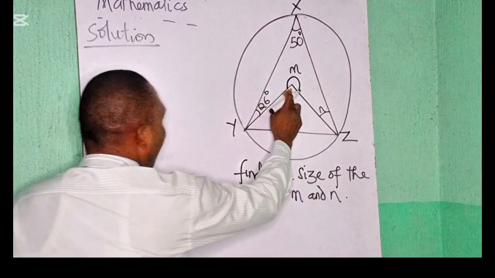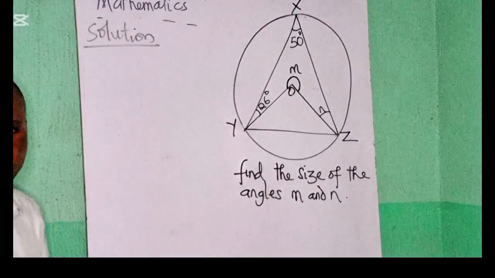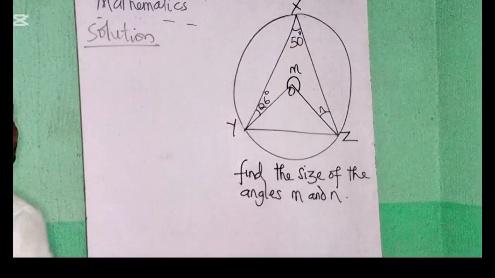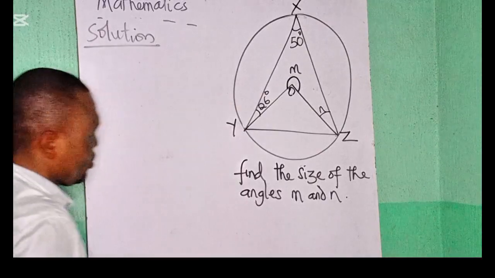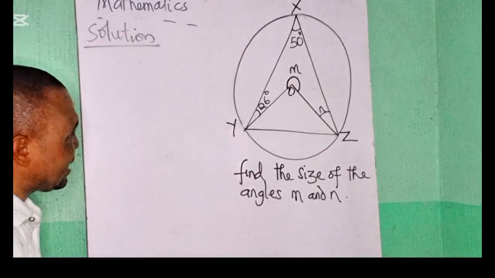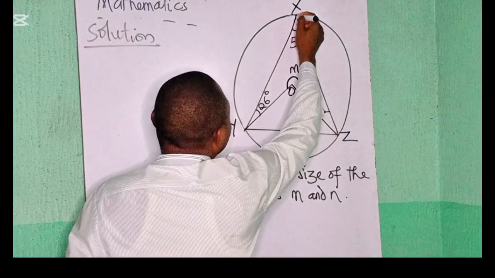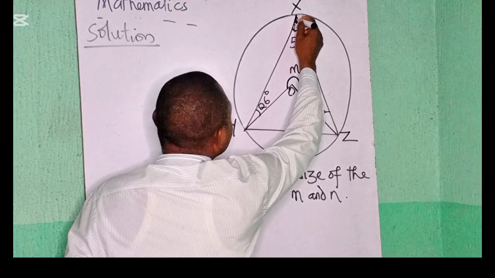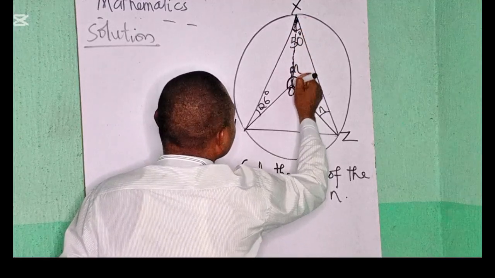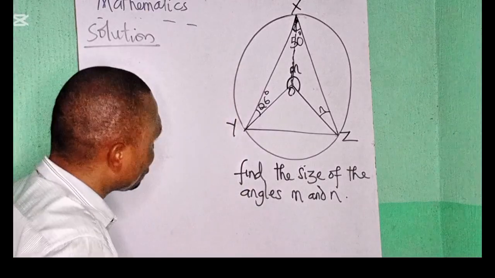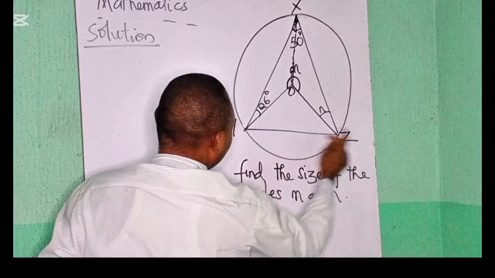Now, how do we solve this kind of question? Let us go. Now, solution. If we look at this question, we are asked to find m and n. All right, so let me draw a straight line like this. Now, if we look at this straight line, this is a chord, another chord, then another chord.